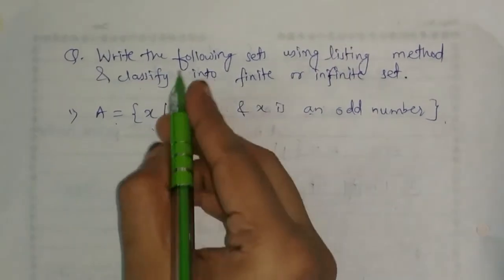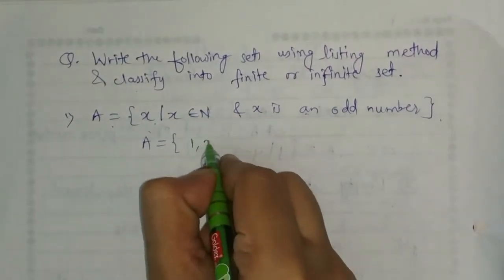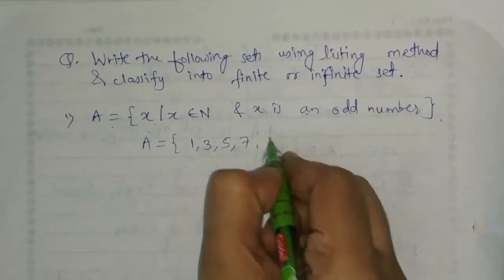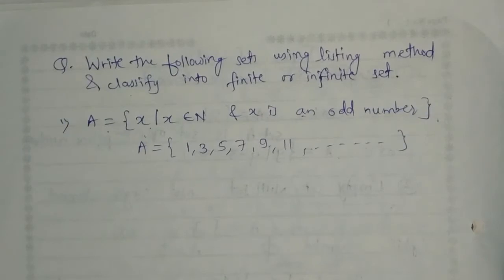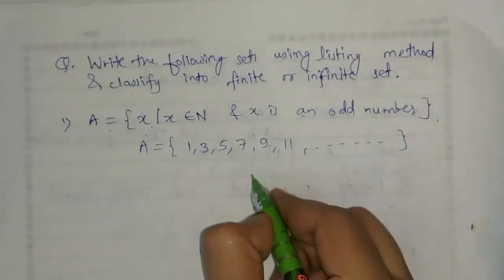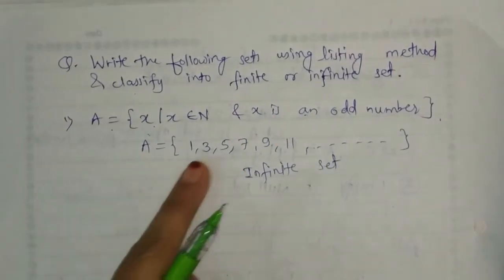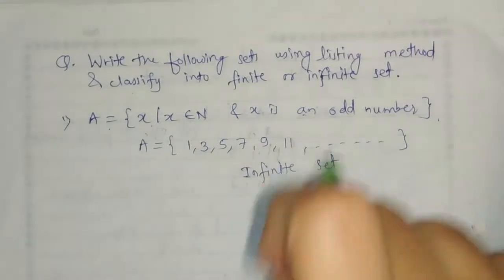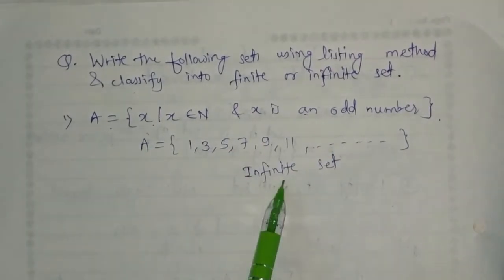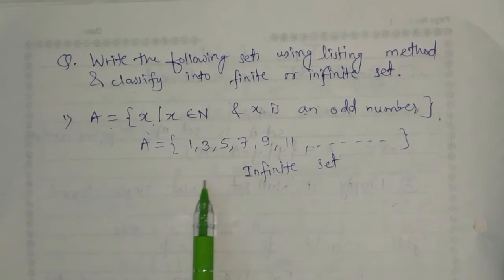So we know that A is a set of all odd numbers, and we have odd numbers as 1, 3, 5, 7, 9, 11, and there are so many we cannot count. They are unlimited, uncountable, and this will be an infinite set. Here we have listed as many elements as possible and we have given the "so on". So A is said to be an infinite set because these are natural numbers as well as odd numbers.